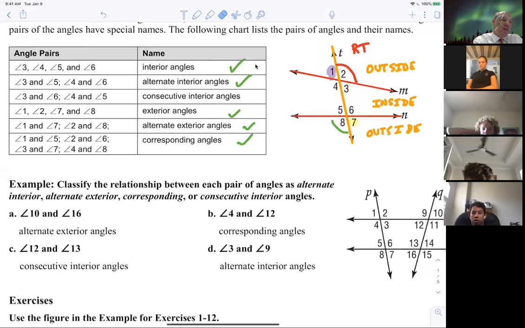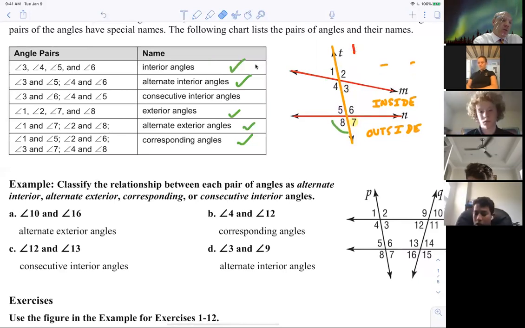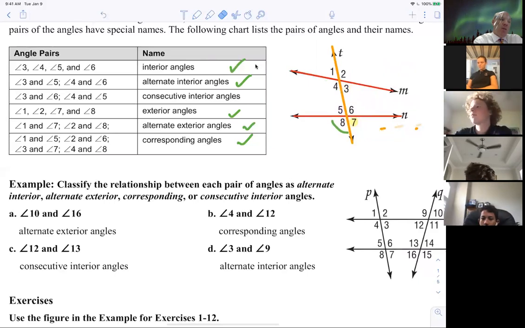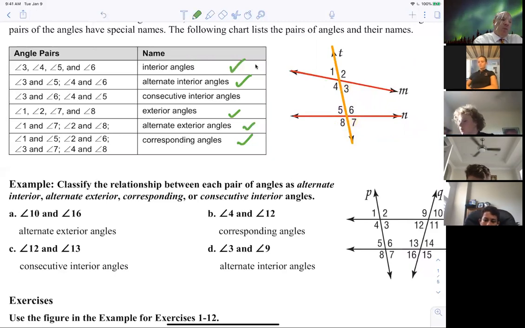Now the next one, real quick, hopefully remember this. We have consecutive interior. To me, that was easy because I already knew alternate interior. So what does consecutive interior mean? Consecutive interior means they're on the inside, but they're on the same side of the transversal. So there's alternate interior and consecutive interior. 3 and 6 are consecutive interior, and what? 4 and 5 are consecutive interior. So those are the big words for today.